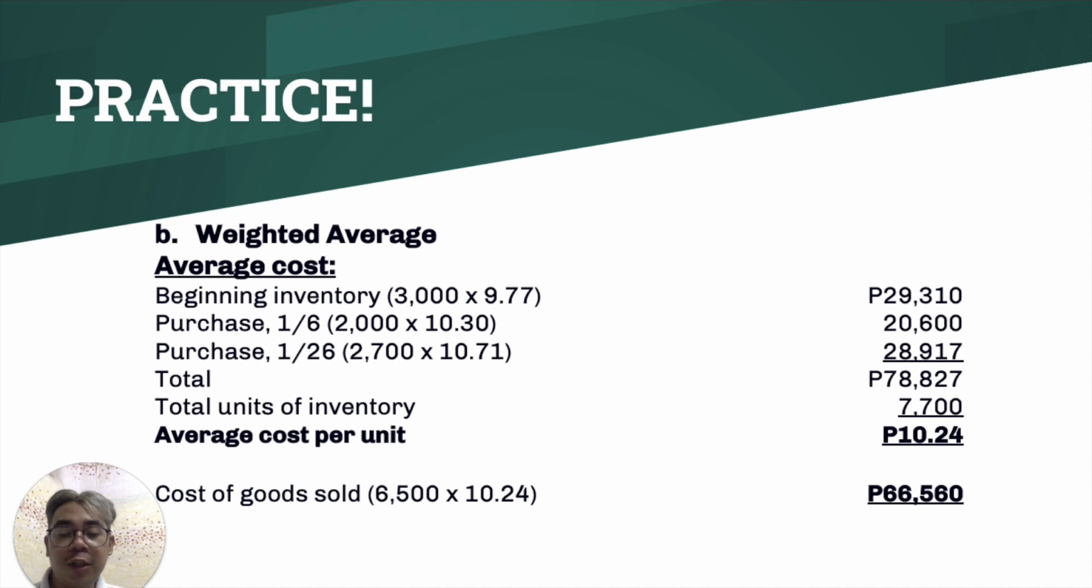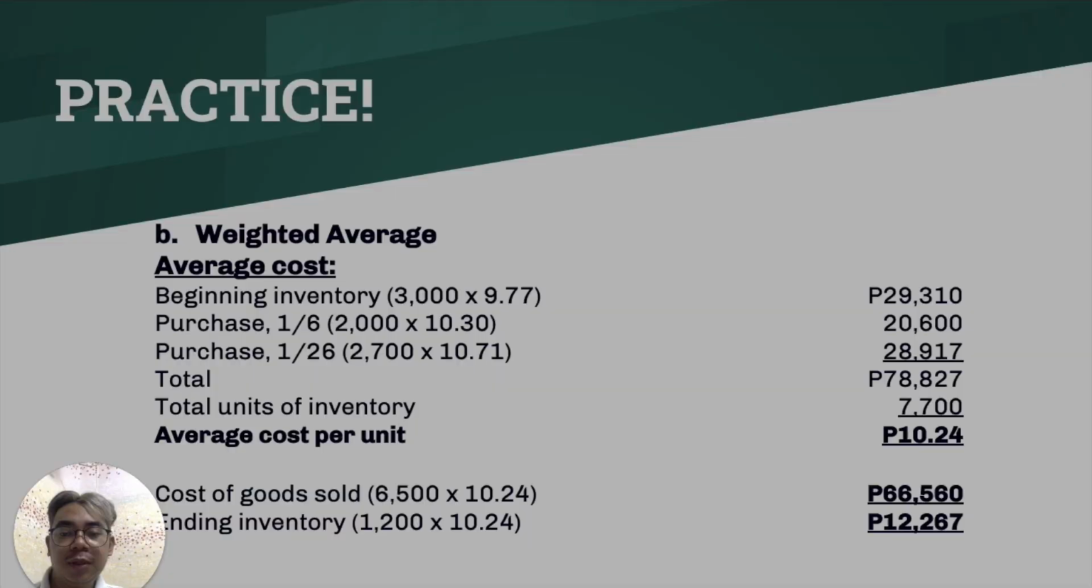So, just multiply it sa number of units sold. So that's 6,500 units times 10.24. That's 66,560. For the ending inventory, that's 1,200 units times 10.24. That's 12,267. So, that's how you do it sa FIFO at sa weighted average. So, I think that would be all for this video lecture.